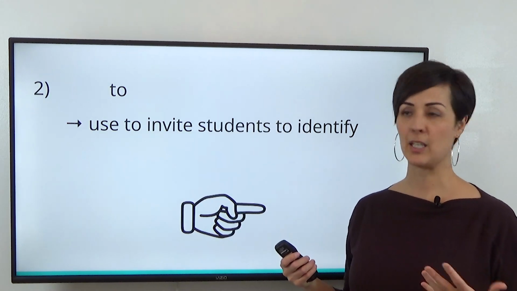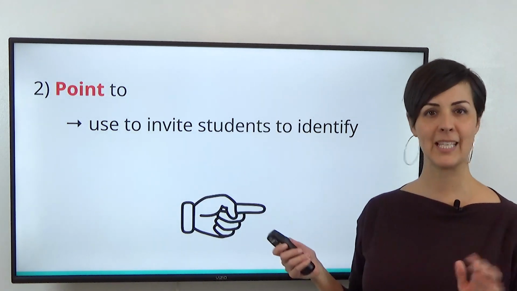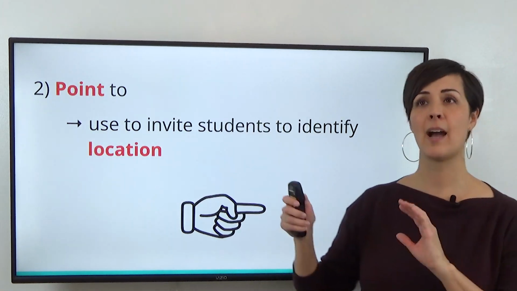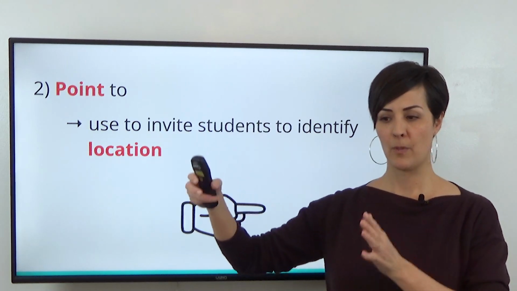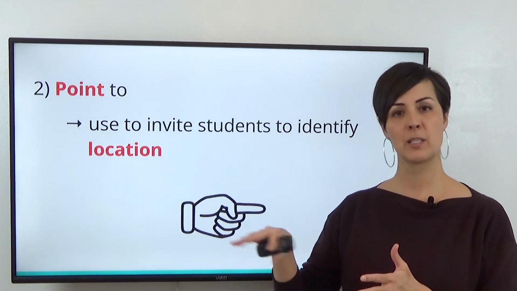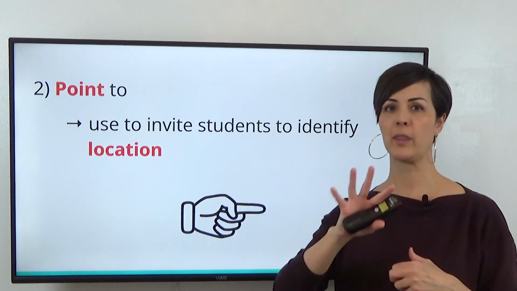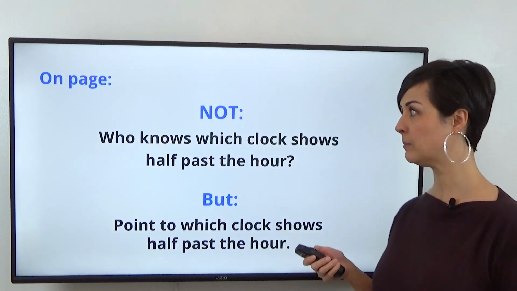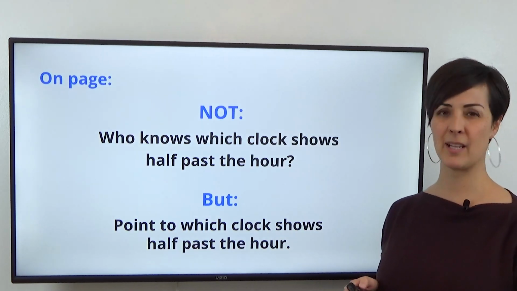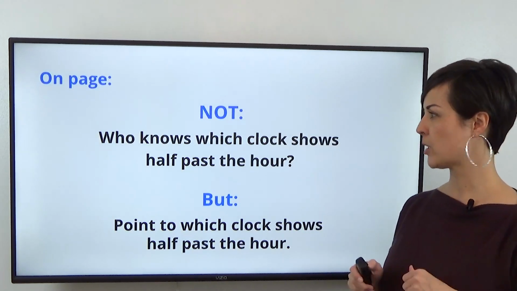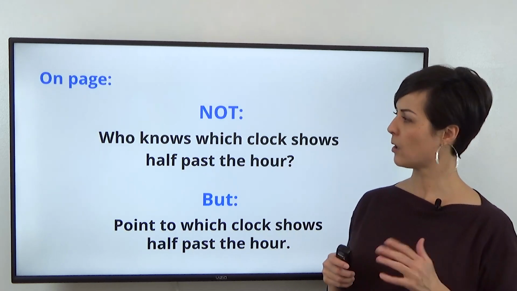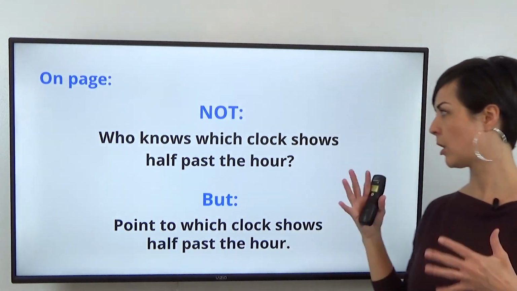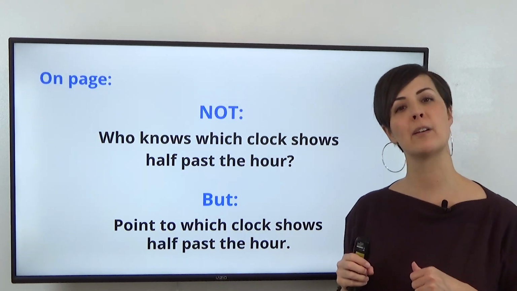Second show it strategy is called point to. Easy as that, and it's just used to invite students to identify location. And that location can either be on a page, for instance, like in a textbook or on a worksheet, or somewhere within the classroom. But point to is the second show it strategy. So I would not want to say something like, okay, who knows which clock shows half past the hour? Let's look at our worksheet, right? We're looking on the page. Who knows which clock shows half past the hour? Who can raise their hand and tell me?